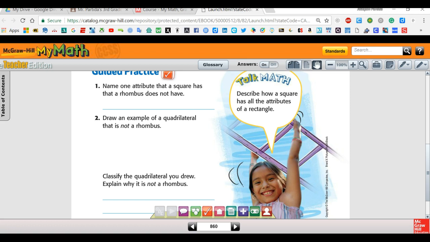It says name one attribute, one characteristic, that a square has that a rhombus does not. You could even go back to page 859 to check. Yes, 4 right angles. Nice. 4 right angles.